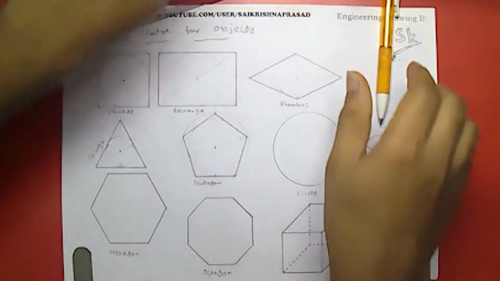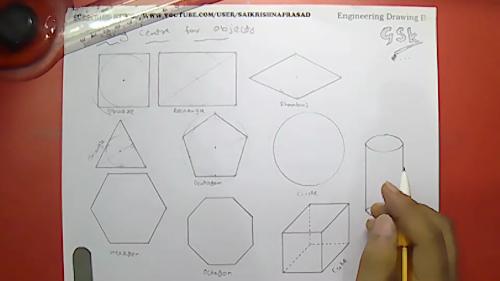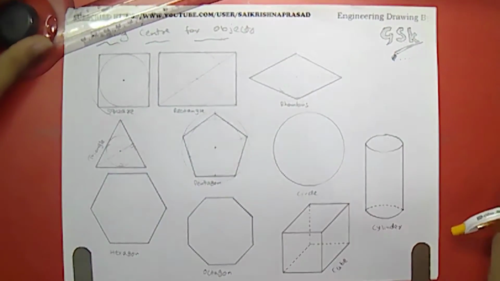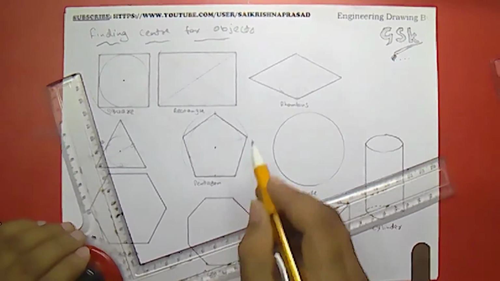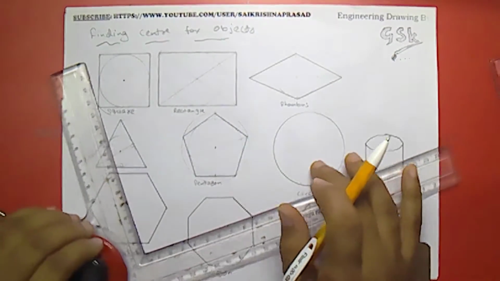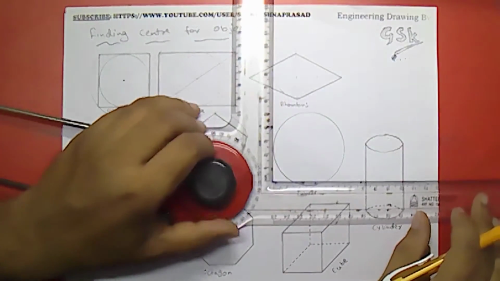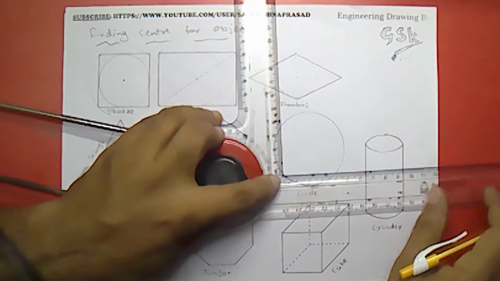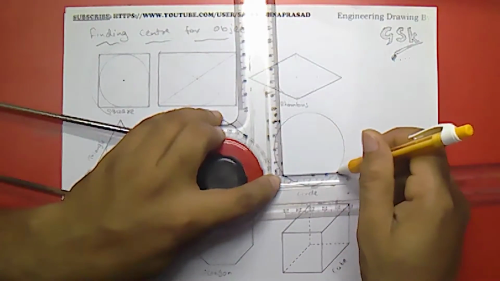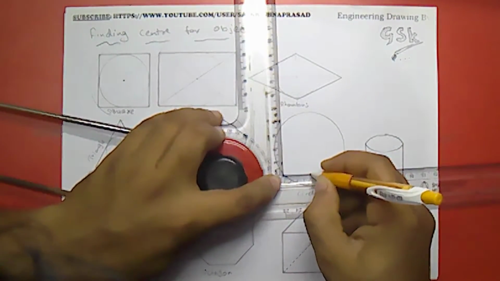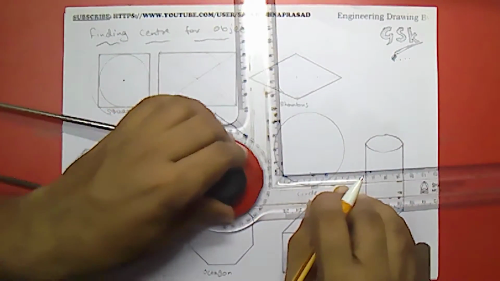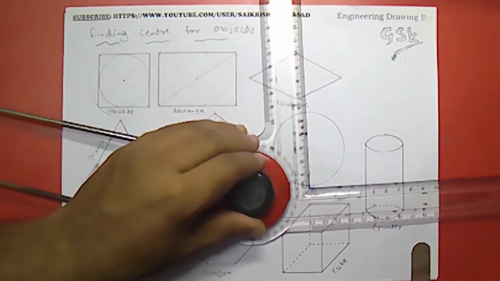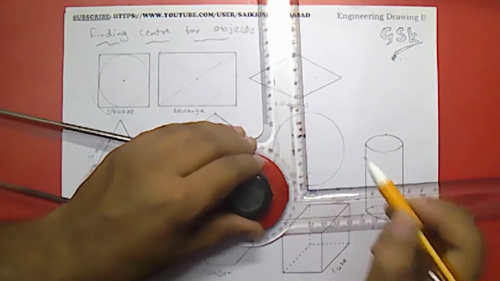Right. Now, how to find the center of a circle? For a circle we don't have any sides or corners. The easy method is to draw a chord of any length you wish and make it half. I have taken the chord length of 40, and I'm making it half, 20, and just draw a line.